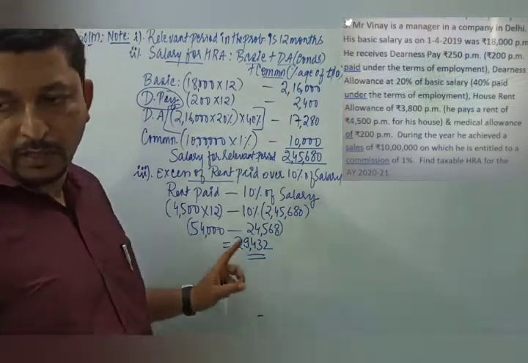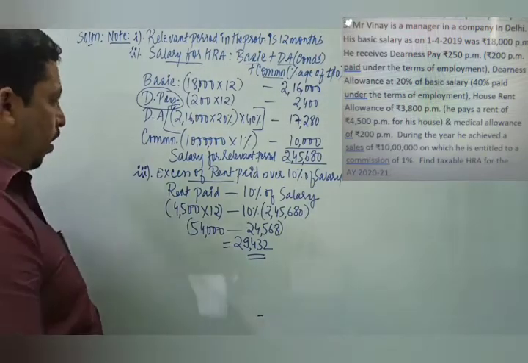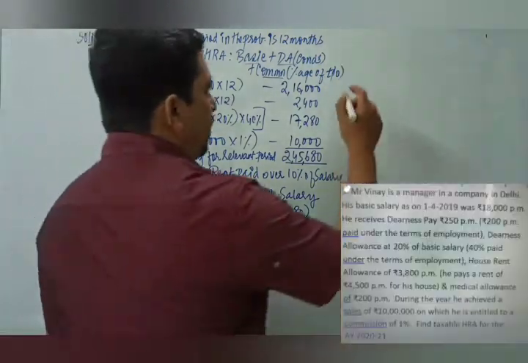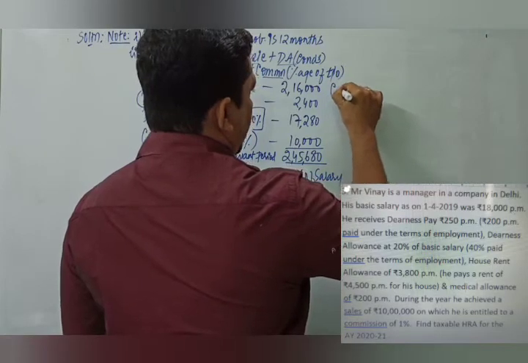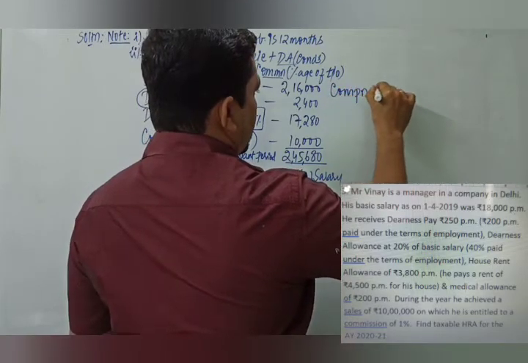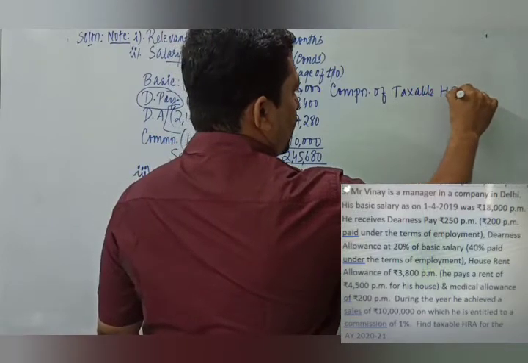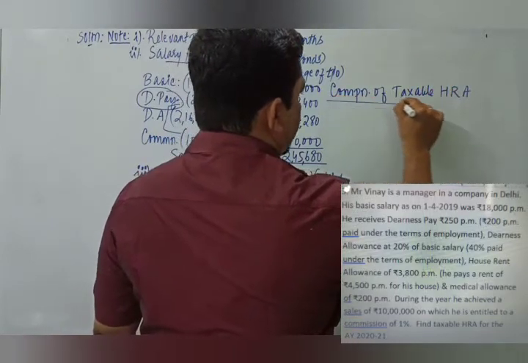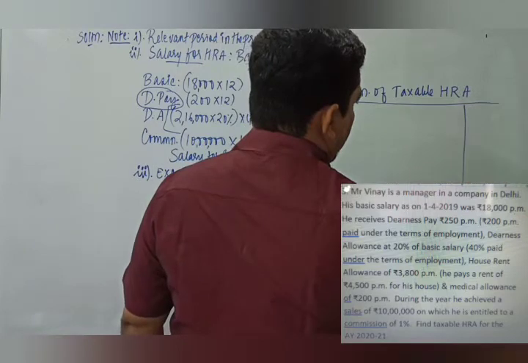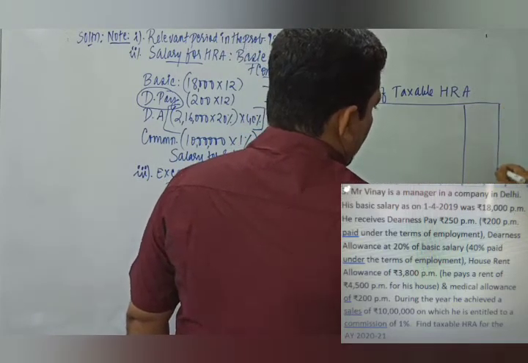29,432 will be the value. Alright, so we have ready numbers available. Now I can prepare the format. I will record here the computation of taxable HRA. I prepare two amount columns.